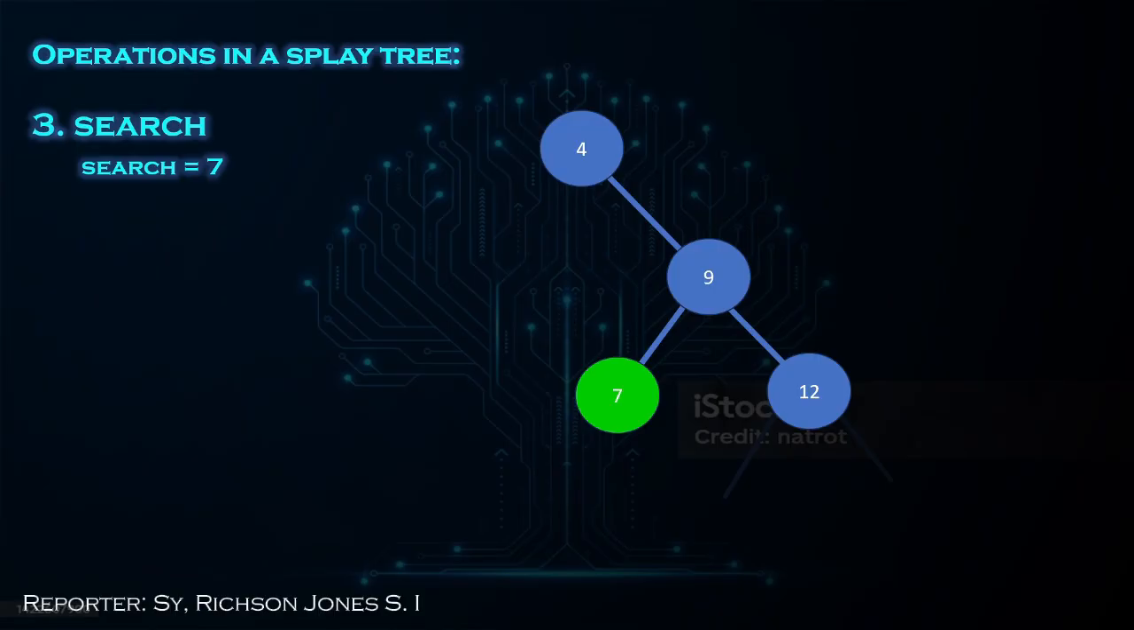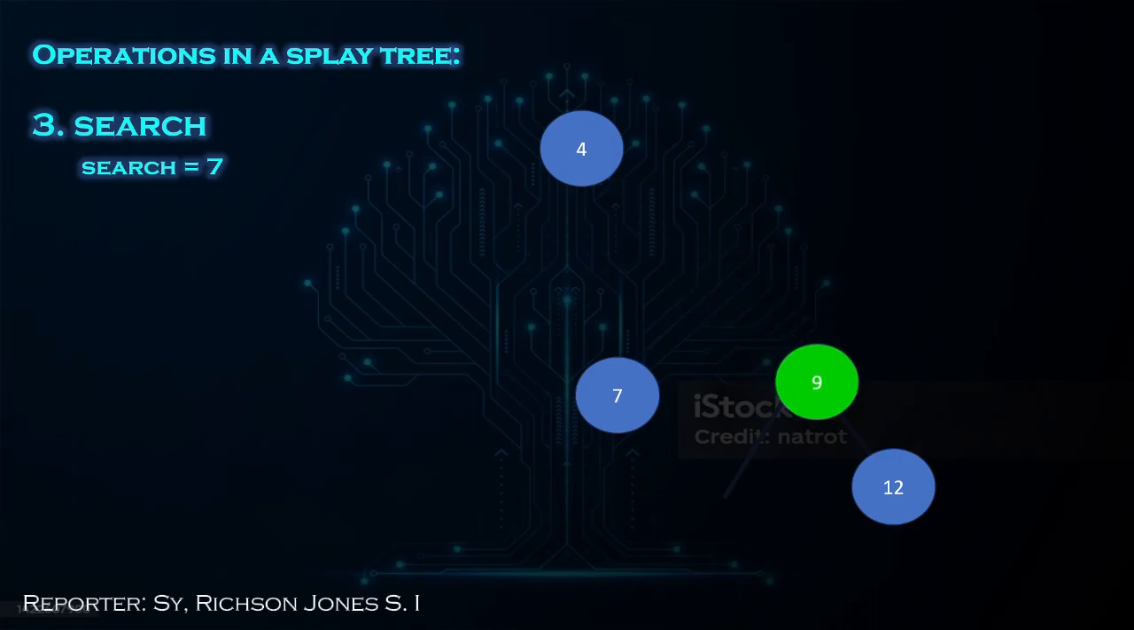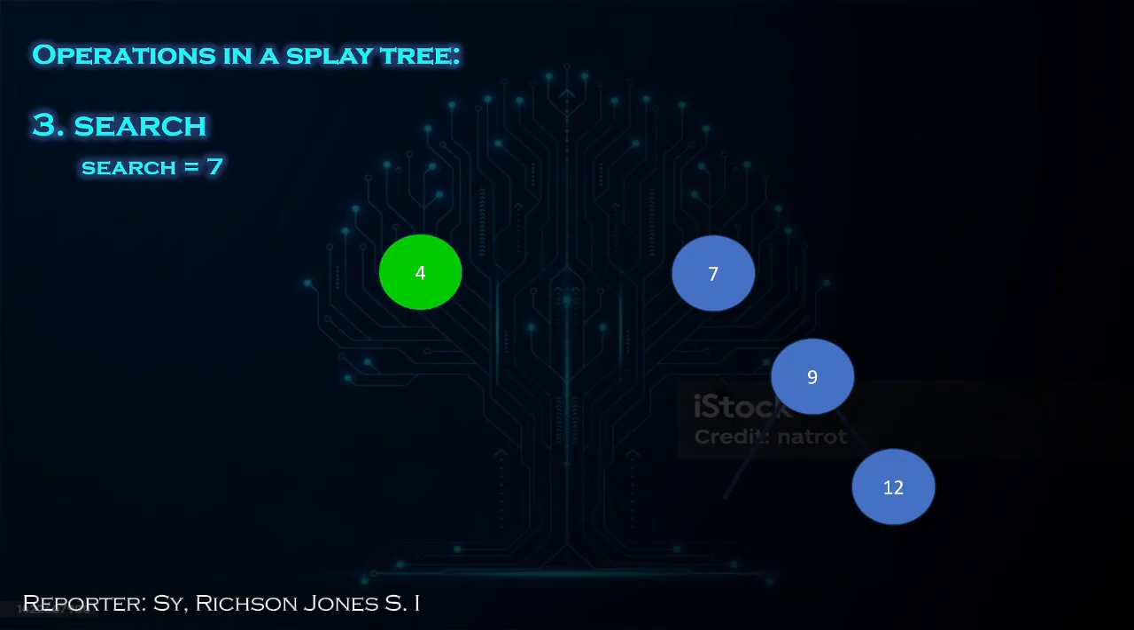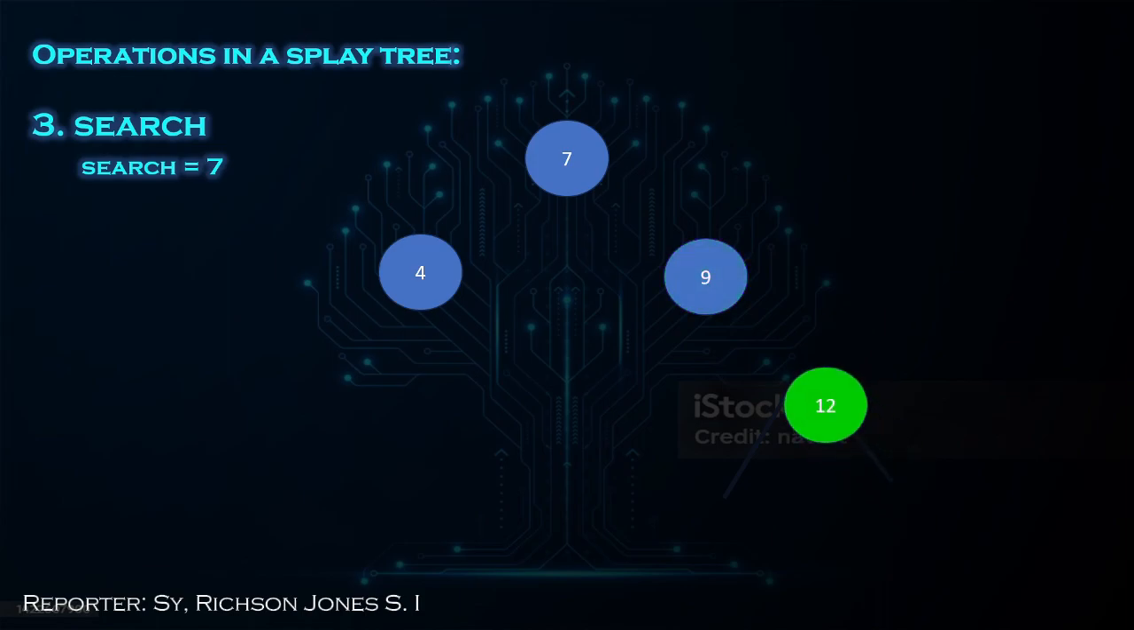Now we want to do a rotation. 12 will move down, so will 9, and 7 will go up. And then we'll do another rotation. 4 will go down, and 7 will go up. 9 will go up, and so will 12. Now 7 is the new root.